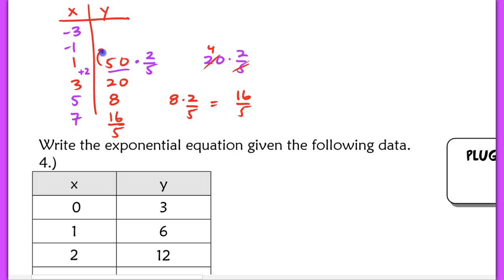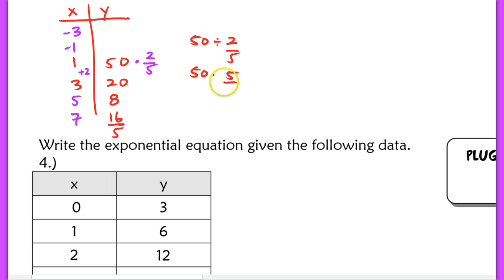Now to work backwards, remember, to work backwards, you're really dividing now by 2/5. So I would want to take 50, and I want to divide by 2/5. So 50 divided by 2/5 is the same as 50 multiplied by 5/2. So I get 250 over 2.